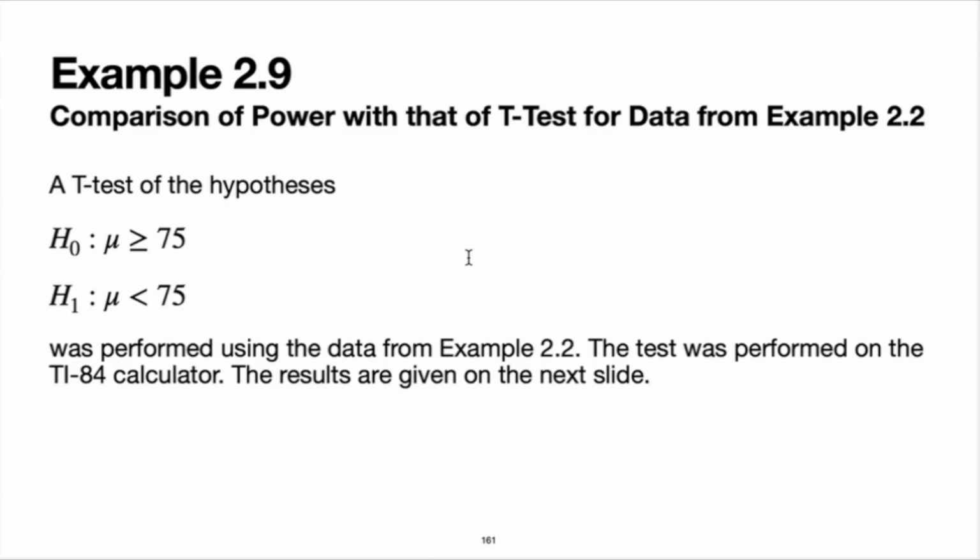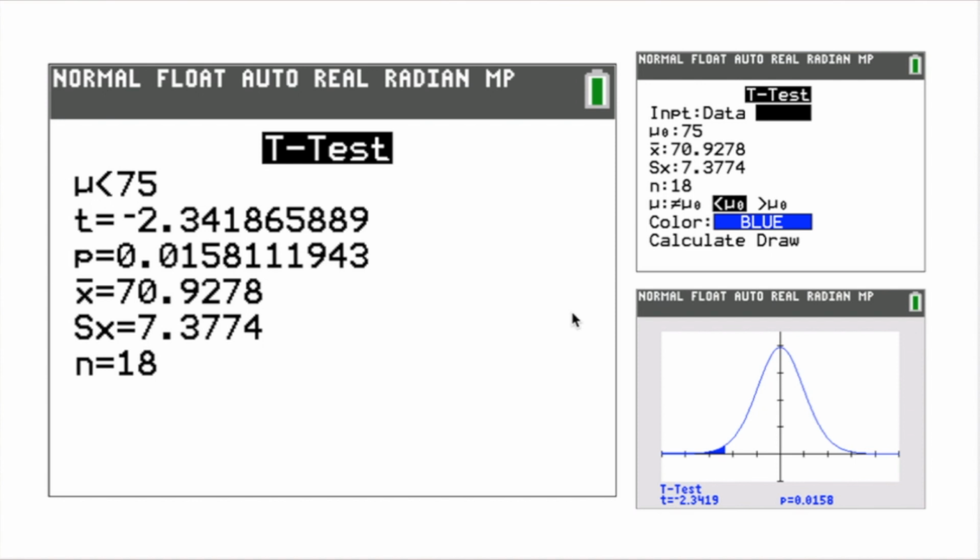And so again, because the data come from a normal distribution, we're told that in the statement of the problem, we can reframe the entire problem in terms of the normal distribution and in terms of the population mean. So these are the hypotheses that we'll be testing. And again, we perform the test on the TI-84 calculator, inputting the appropriate information into the wizard, and then getting these results that we see here.